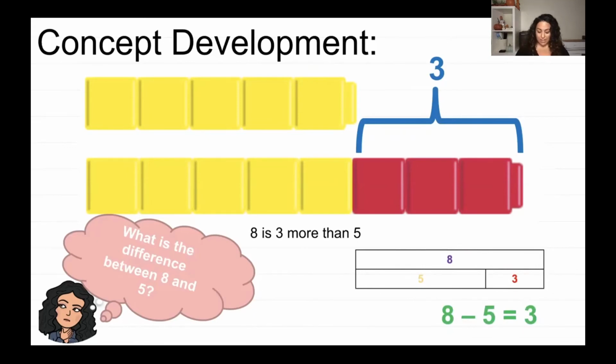Also, one thing I left out is this looks an awful lot like a number bond, doesn't it? I can have an 8, a 5, and a 3. It's kind of like a fact family.